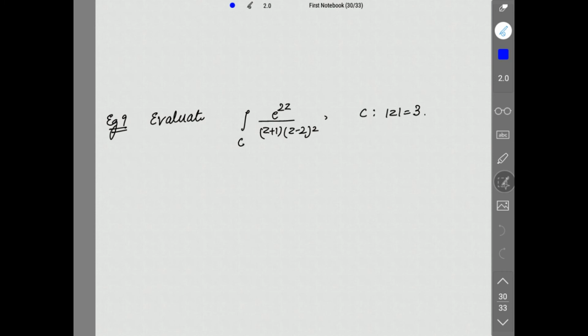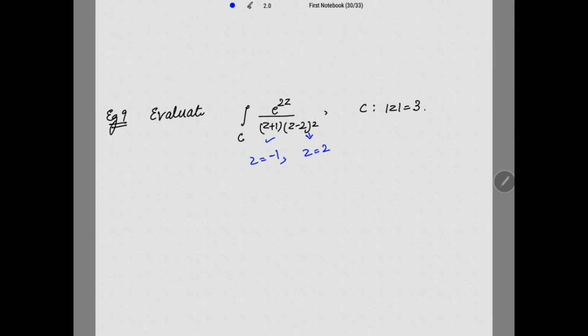Evaluate the integral of e to the power 2z over (z plus 1)(z minus 2) whole square, and now the circle is given to be mod z is equal to 3. How to do this? First check whether the points lie inside the circle or not. From this my point is z equal to minus 1, and from this z is equal to 2. Both these points lie inside the circle mod z is equal to 3. So my f(z) will be only e to the power 2z.